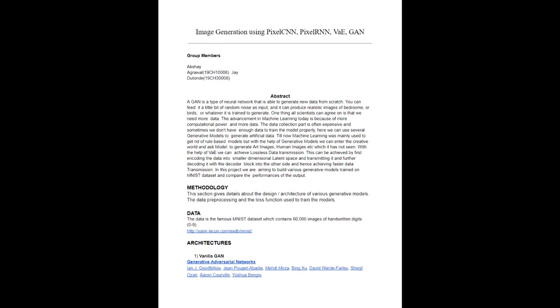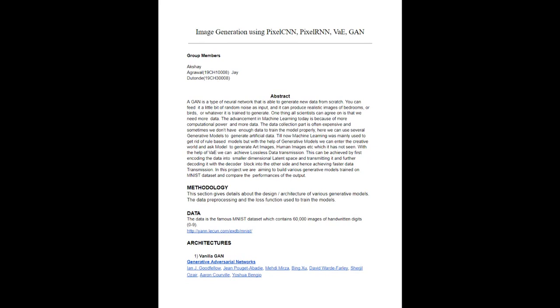One thing all scientists can agree on is that we need more data. The advancement in machine learning today is because of more computational power and more data. The data collection part is often expensive and sometimes we don't have enough data to train our model properly. Hence, we can use several generative models to generate artificial data.